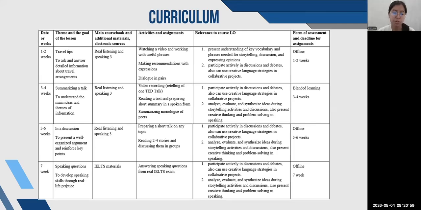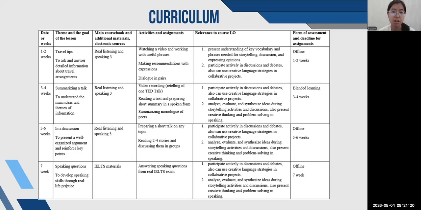According to the curriculum, our course lasts for 7 weeks. Students will have different topics in the first 6 weeks, and the last week will be dedicated to speaking questions from IELTS. So students will learn to ask and answer detailed information about travel arrangements in the first and the second weeks. The main course book is Real Listening and Speaking 3.